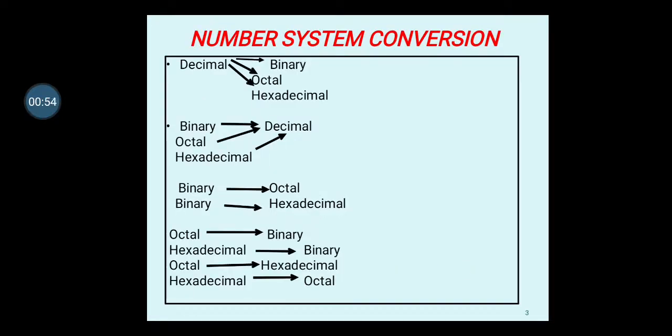So now this is the number system conversions that we are going to study in details, the technique to convert one number system into another number system. The conversions we are going to do are decimal to binary, decimal to octal, decimal to hexa, binary to decimal, octal to decimal, hexadecimal to decimal, binary to octal, binary to hexadecimal, octal to binary, hexadecimal to binary, octal to hexadecimal and hexadecimal to octal conversion. These are all the different conversions we are going to study.